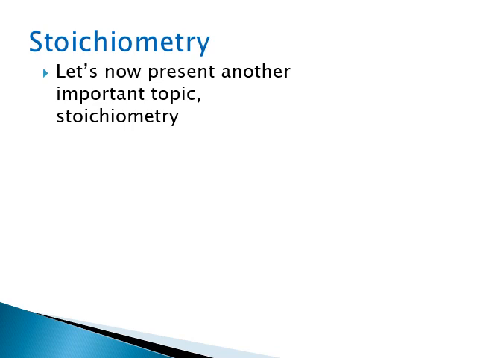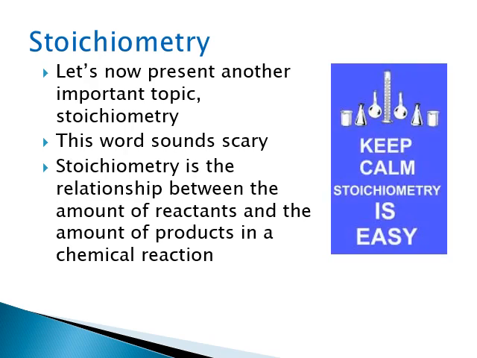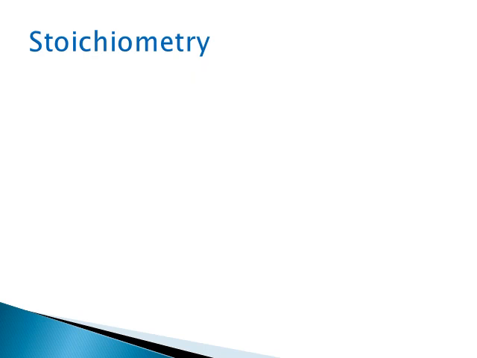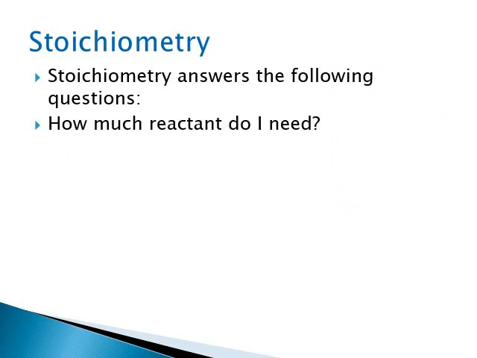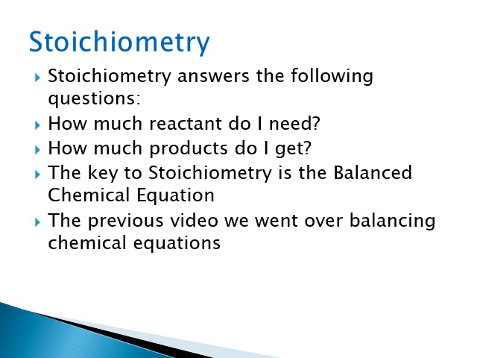So another important topic is stoichiometry. It's a pretty scary sounding word, but all it is is the relationship between the amount of reactants and the amount of products in a chemical reaction. Stoichiometry answers these questions: How much reactant do I need? How much product do I get? The key to stoichiometry is the balanced chemical equation, and we talked about that in the previous lesson.